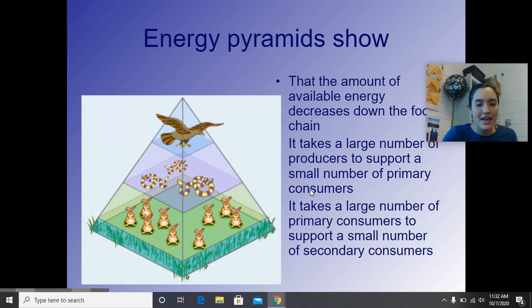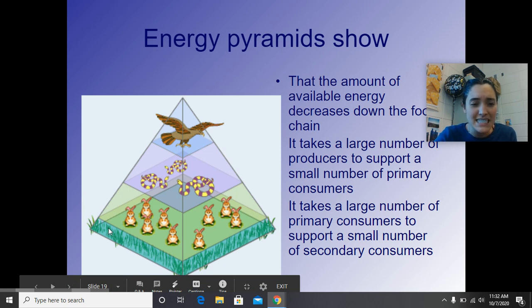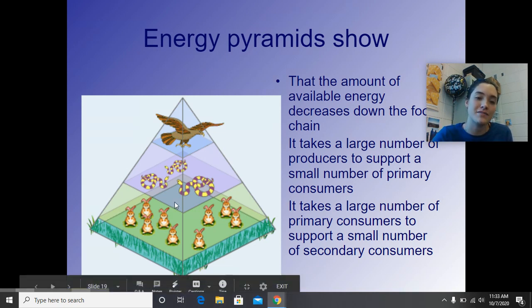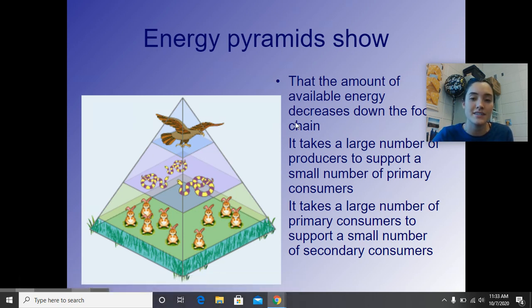And what I mean by that is that it's going to take a lot of grass to feed all of these little bunnies. And it's going to take a lot of little bunnies to feed these 3 snakes. And it's going to take a good amount of snakes just to feed this one bird. Okay, so it takes a lot to feed when you go up the energy pyramid because the available energy decreases down the food chain.